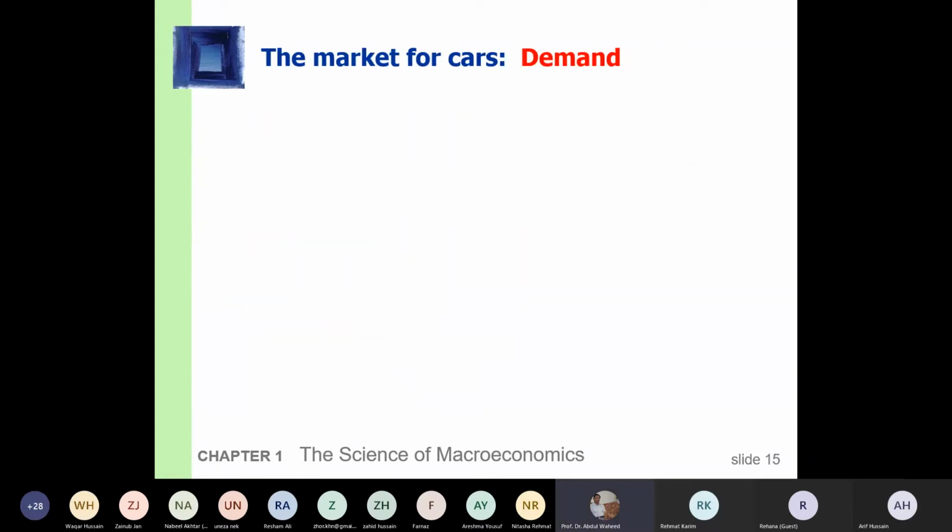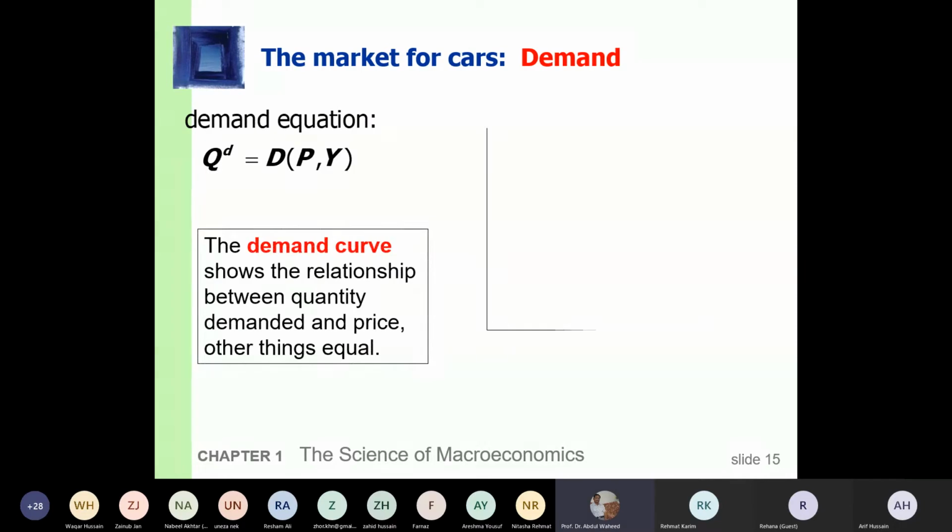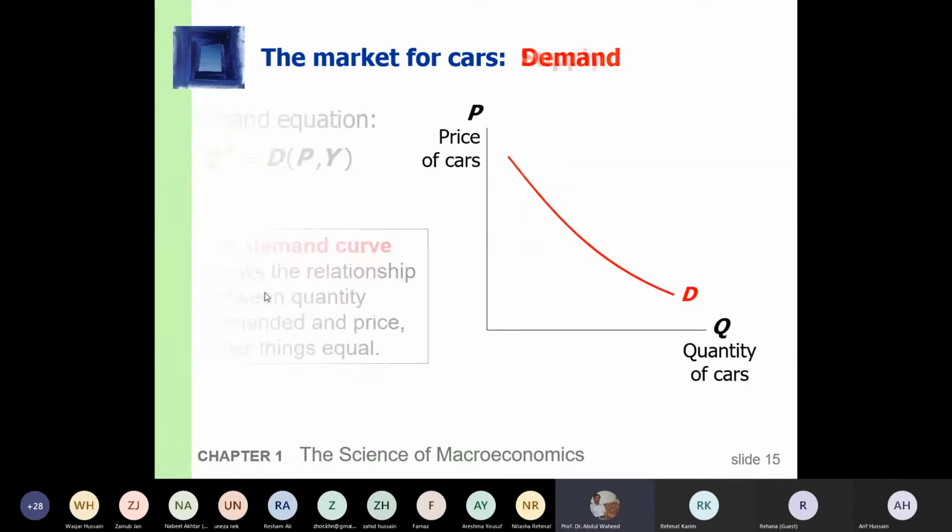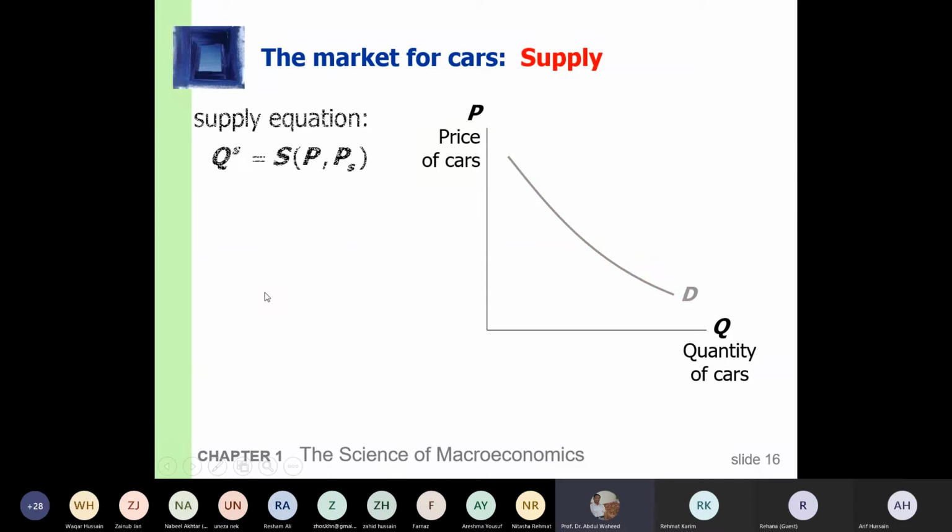Okay, we discussed the demand curve. So this is negatively sloped. Then we will discuss supply. Quantity supplied is a function of price. The quantity supplied of new cars is a function of the price of new cars and the price of steel.